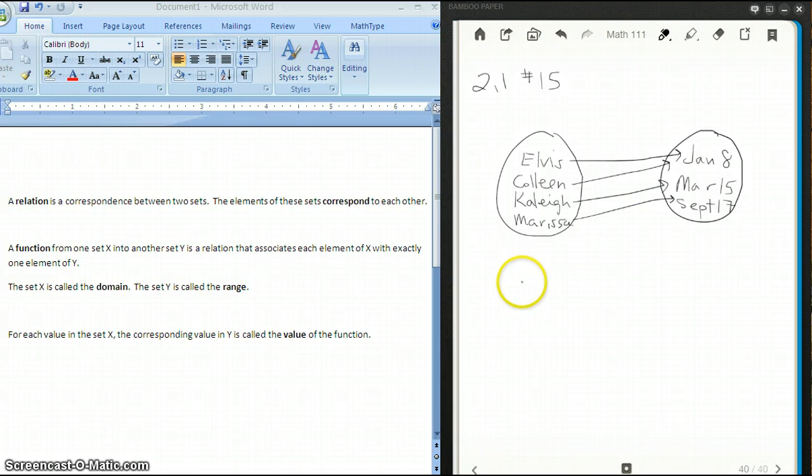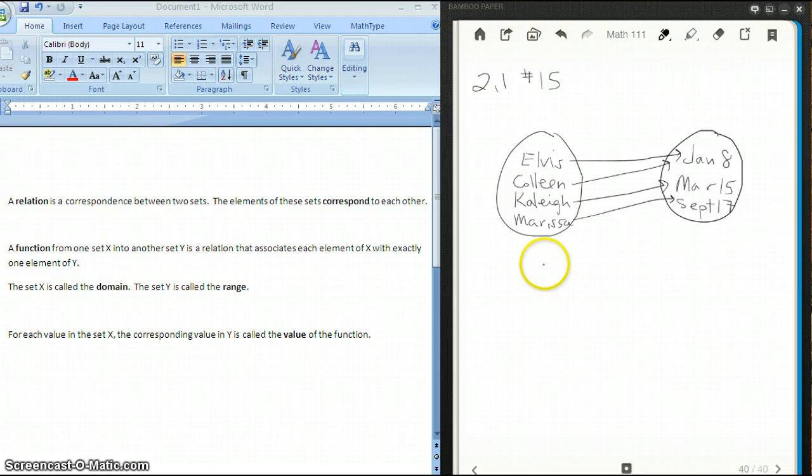Okay, so what could this relation have represented? I mean, there's lots of different possibilities. We're not even actually told, right? But for example, this relation could show people and their birthdays, right? So this could be a relation between names and birthdays, right? So this would say Elvis corresponds to January 8th, so Elvis's birthday is January 8th. Colleen is also January 8th. Kaylee is March 15th, and Marissa is September 17th for birthdays. It could be hiring date, maybe the date that they were hired to work for their employer. Anything of that nature where there's some sort of date.